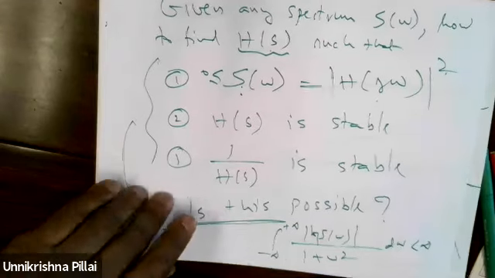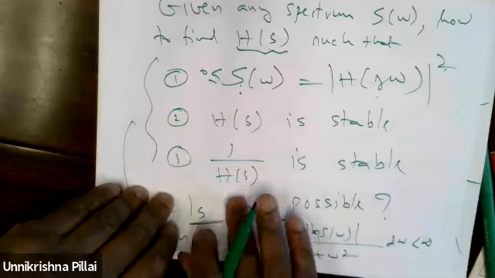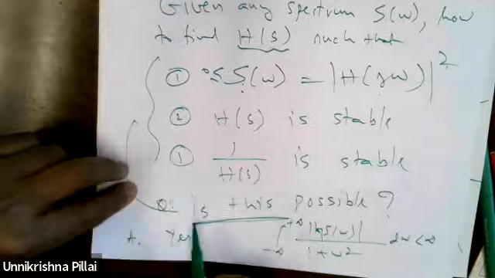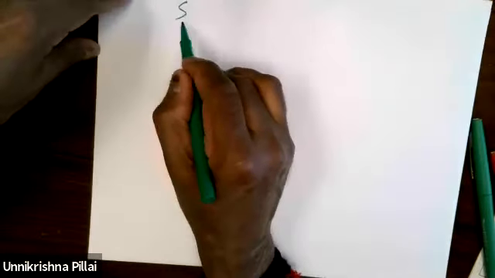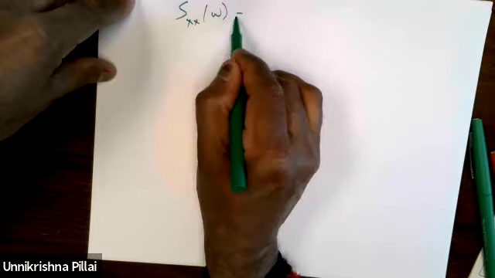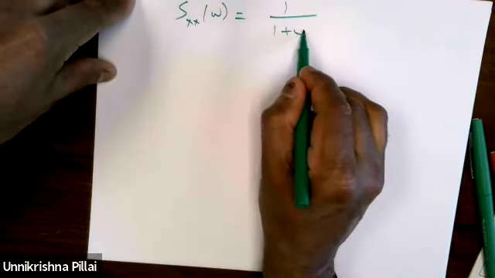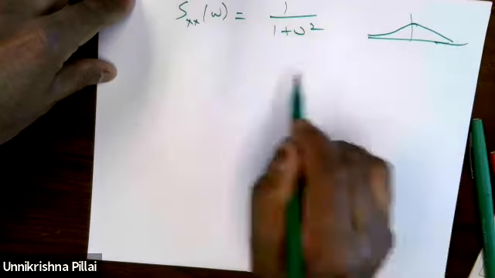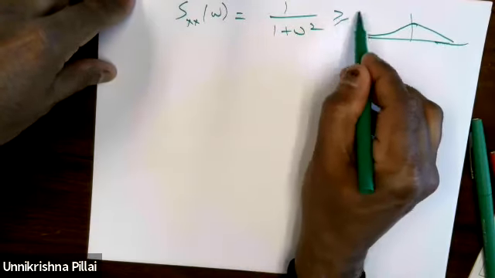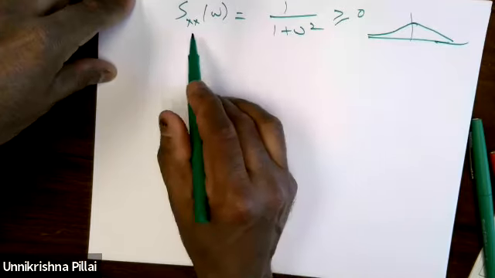So let me show you some examples of how this is done, where all these three conditions are satisfied. Look at this spectrum, S_XX(omega) equal to 1 over 1 plus omega squared. Of course, you can see it's a spectrum because it is a Butterworth filter, non-negative.